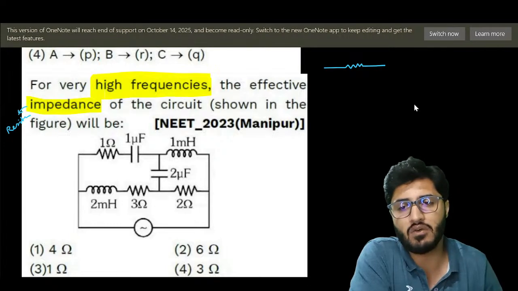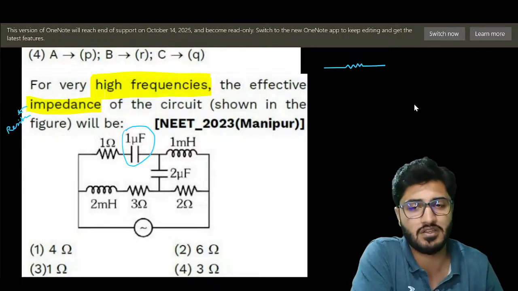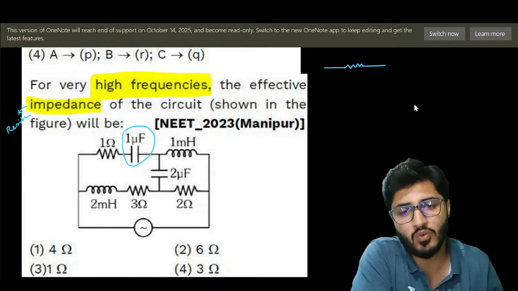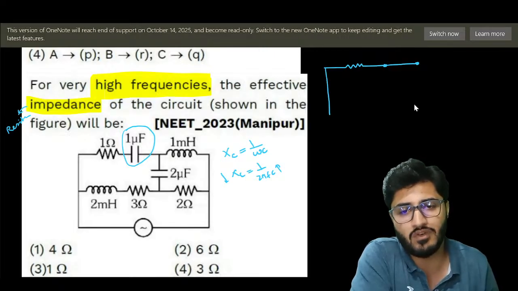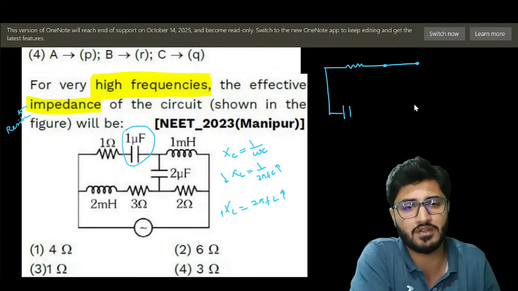Okay. Now what is given to us, sir? Here you are having a capacitor. So what will happen to a capacitor? What is XC? Is it 1 by omega times C? So XC equals 1 divided by 2 pi F times C. If F increases, XC decreases. So we are having what? A connected wire only. Okay, look now. What is XL? XL is 2 pi F times L. It increases. So we are having what? Open circuit.